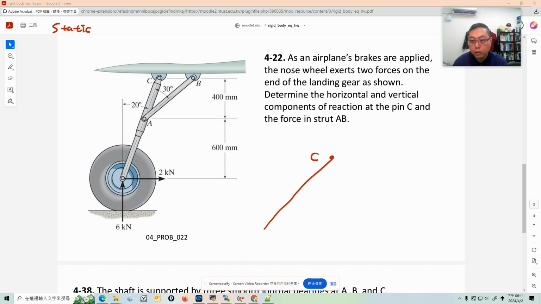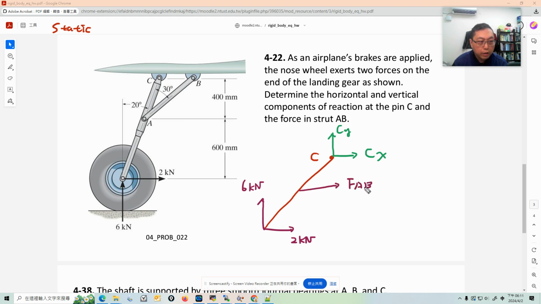C is a pin support, and a pin support only has reaction force and no reaction moment, because it can rotate freely. So we just assume the reaction forces at C are CY pointing up and CX here. At the other end, the tire has two forces: here is 2 kilonewton and here is 6 kilonewton. And the force AB is here.